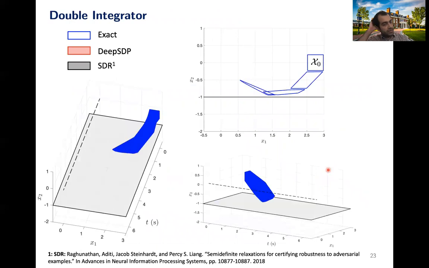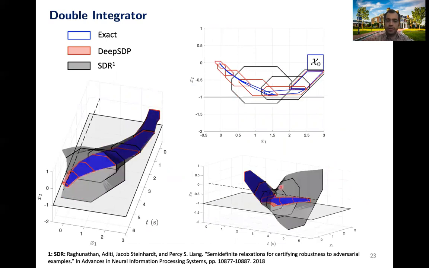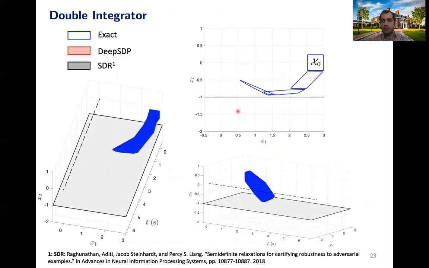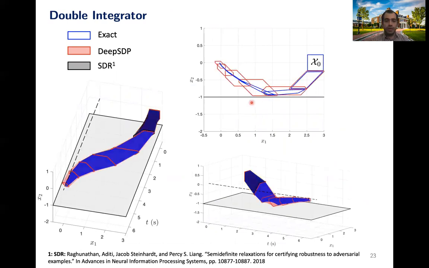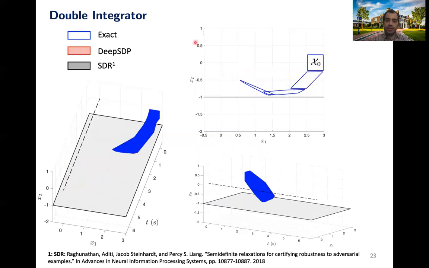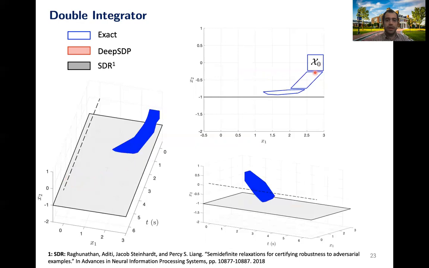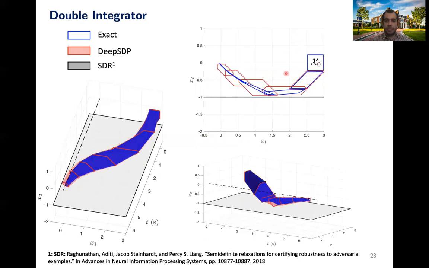Here you can see another example where the LTI system is a double integrator. The neural network has been trained in a supervised manner to mimic an MPC policy. Here again, the blue tube is the exact reachable set. The red tube is deep SDP, and the black tube is the competitive approach.